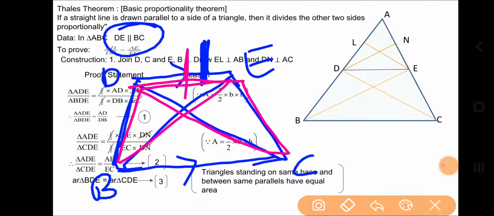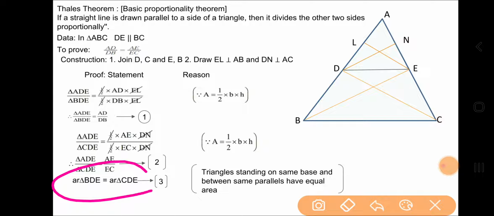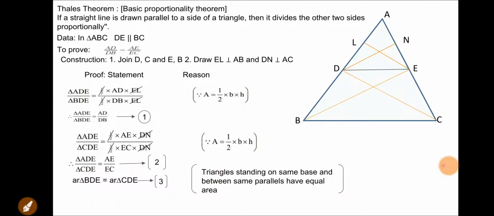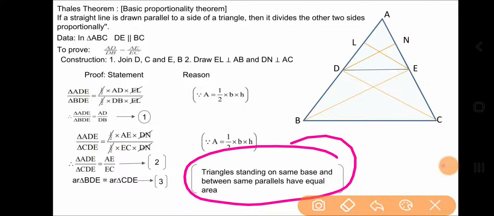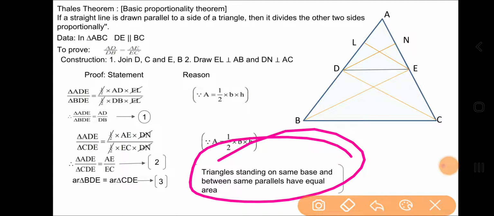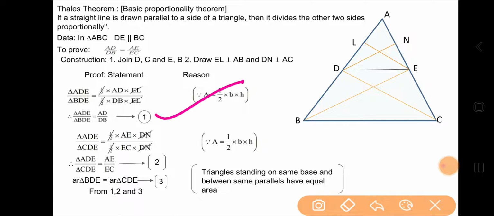These are the two triangles which are standing on the same base and between the same parallels, so they must have an equal area. So what I have written here is that these two triangles, BDE and CDE, have an equal area. Why do they have equal area? Because triangles standing on the same base and between the same parallels have an equal area. So based on the theorem which we have learnt in the 9th standard, we have proved that the denominator is also the same.